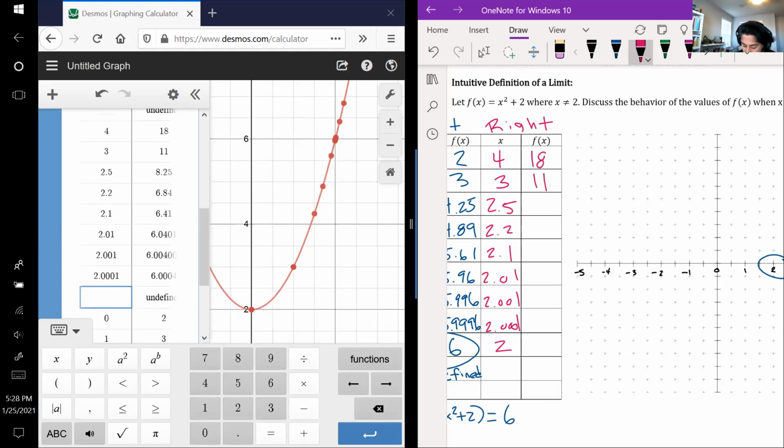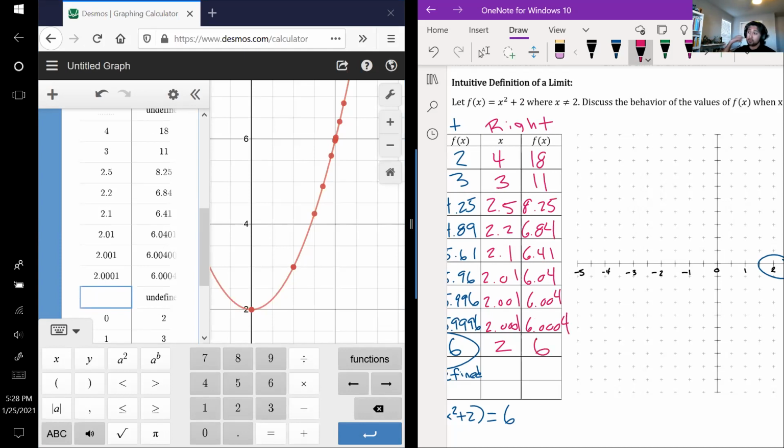18, 11, 8.25, 6.84, 6.41, 6.04, 6.004, and 6.0004. And of course, when we get on 2, we land on 6.